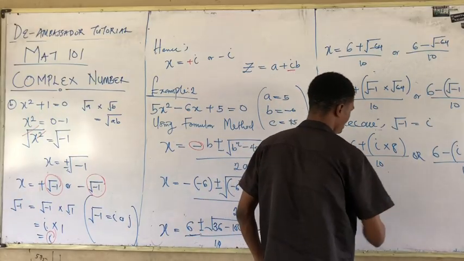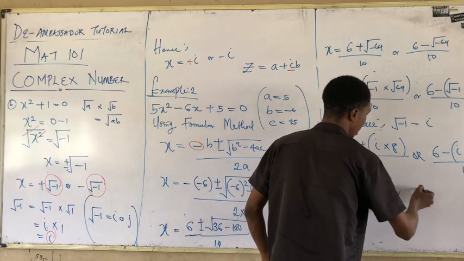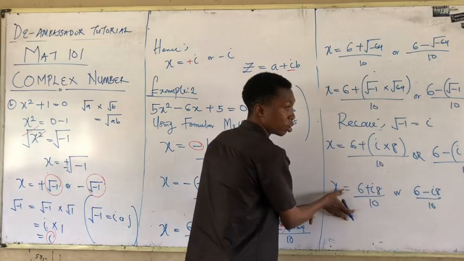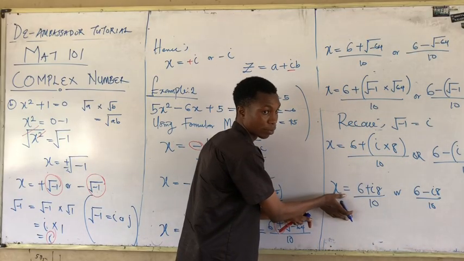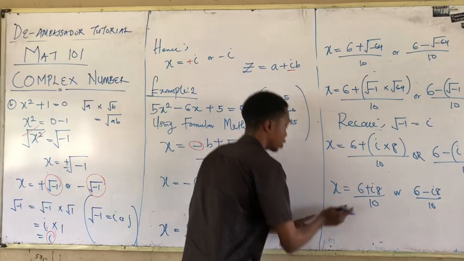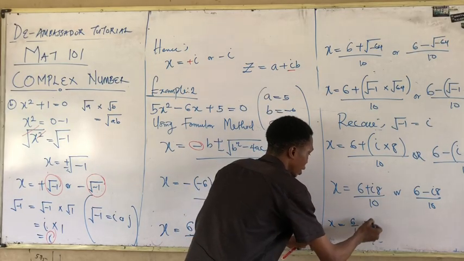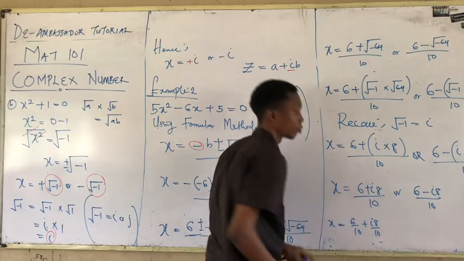6 minus 18 over 10. You can't leave your answer this way. What can you do? You can separate it. 6 over 10, isn't it? Plus 18 over what? 10.